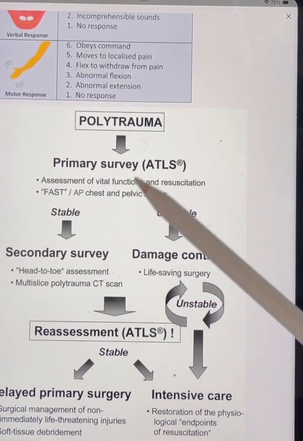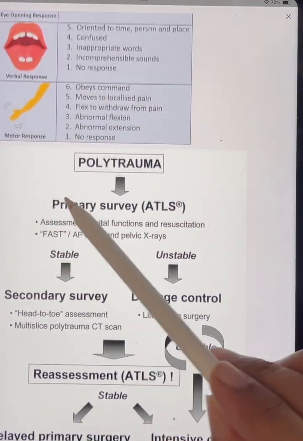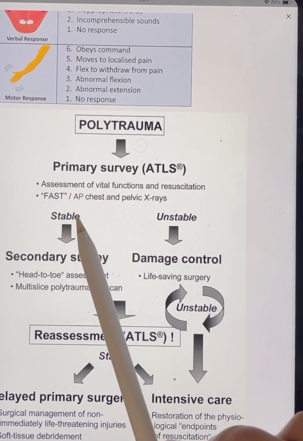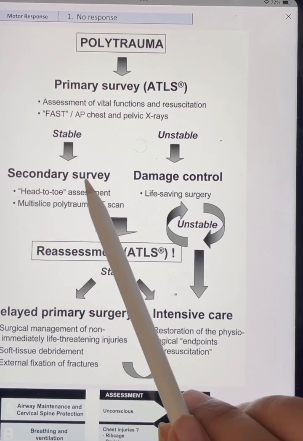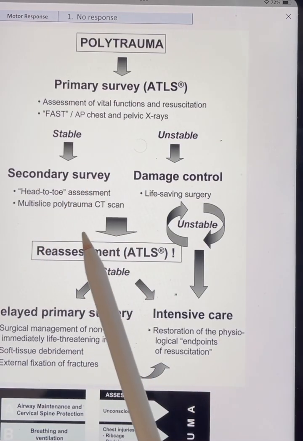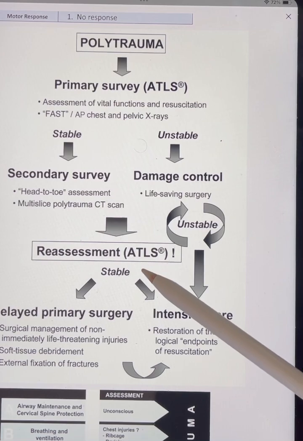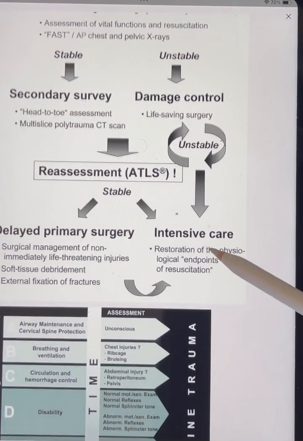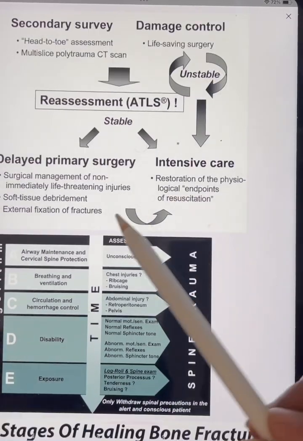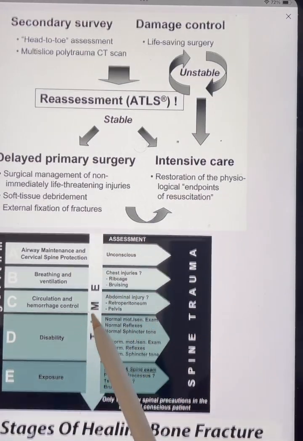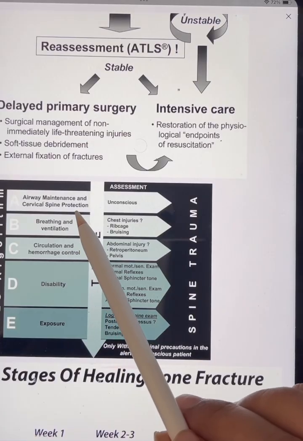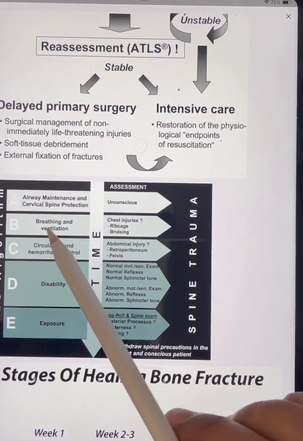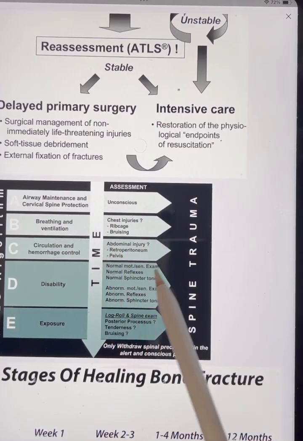What is the ATLS protocol in polytrauma? First of all, you have to go for the primary survey, assessment of the vital functions A, B, C, D, then FAST scan. If the patient is stable, then you can go for the secondary survey, head to toe assessment, multiple polytrauma and reassessment. If unstable, damage control surgery, life-saving surgery, intensive care, delayed primary survey, then you do surgical management of life-threatening injuries. And here is the ATLS algorithm: A is airway, B is breathing, C is circulation, D is disability, E is exposure. Assessment is airway, then chest, ribs, and all these.